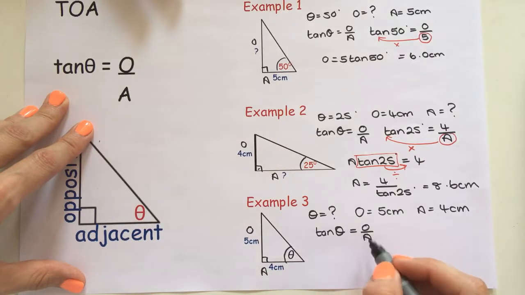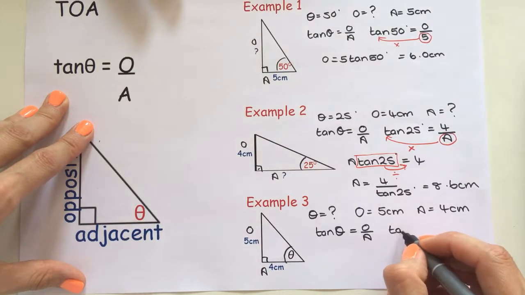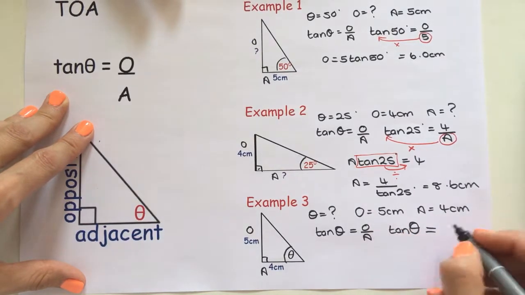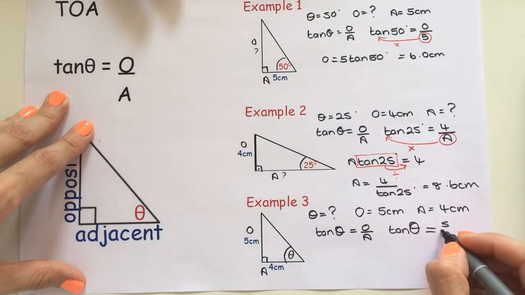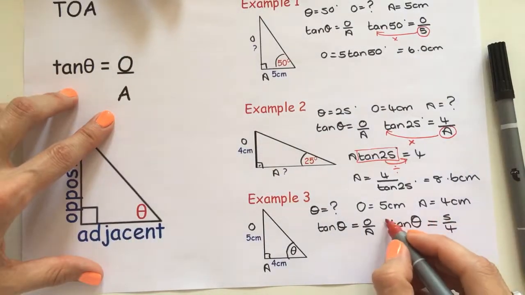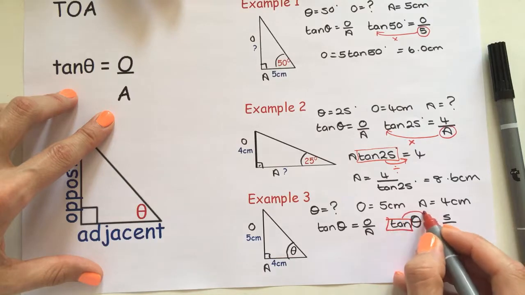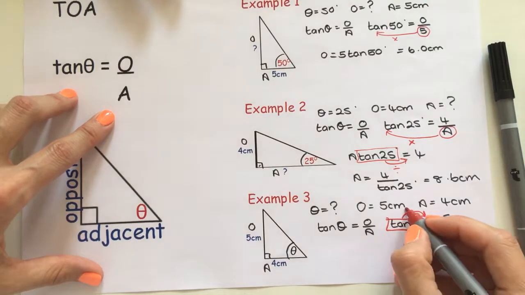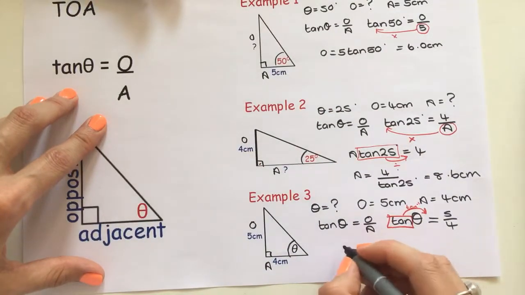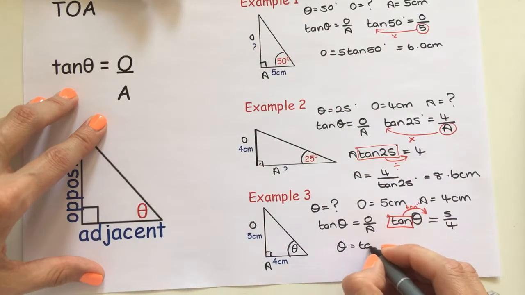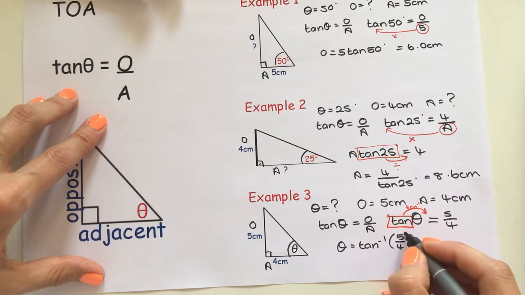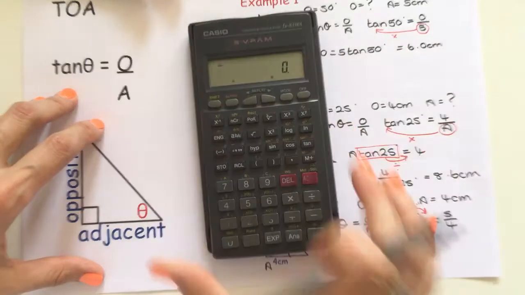So tan theta equals O over A. Substitute, so tan theta equals O is 5, A is 4, it's 5 over 4. We need to rearrange, so we need to do the opposite of tan, which is the inverse tan, so tan to the minus 1. So theta equals tan to the minus 1 of 5 over 4.